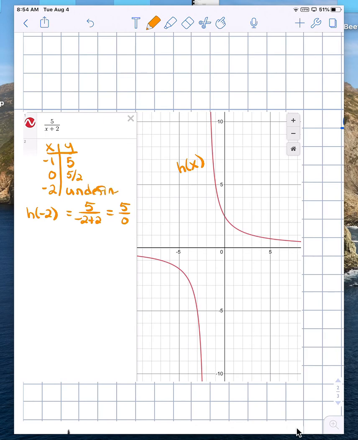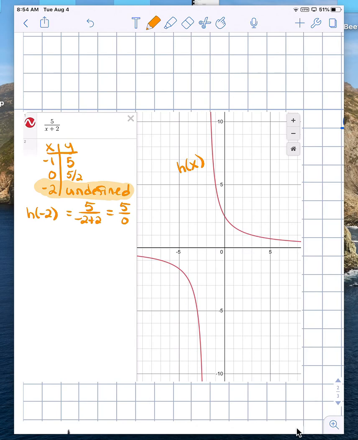The function up above was also undefined at -2. So why can't we just say this one also has a hole in it? Or why is this not removable discontinuity? Well, that's because there is no factor of x plus 2 to remove. That x plus 2 is a factor that stays in the denominator. That factor is not removable.